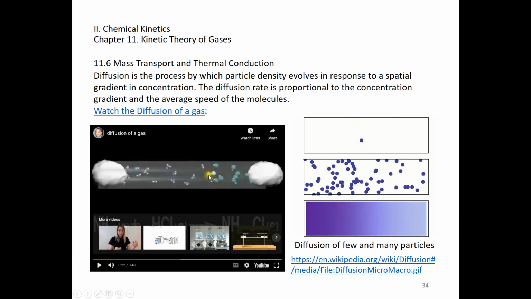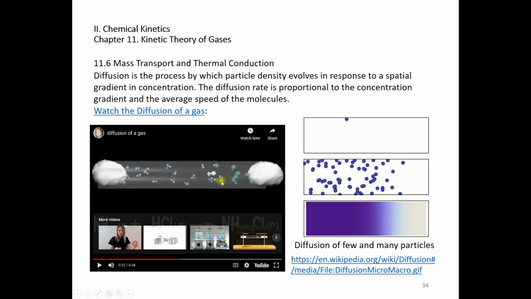they form ammonium chloride over here. So by doing this experiment, we can measure the ratio between the average speed of ammonia and the average speed of HCl. It's just this distance divided by this distance. And that's one way to study the kinetic theory of gases.